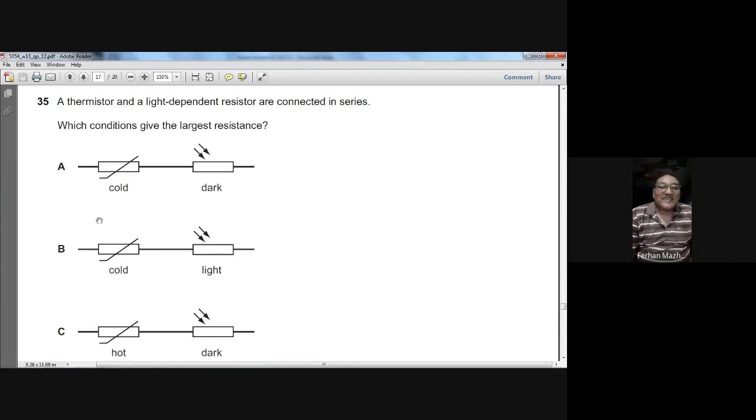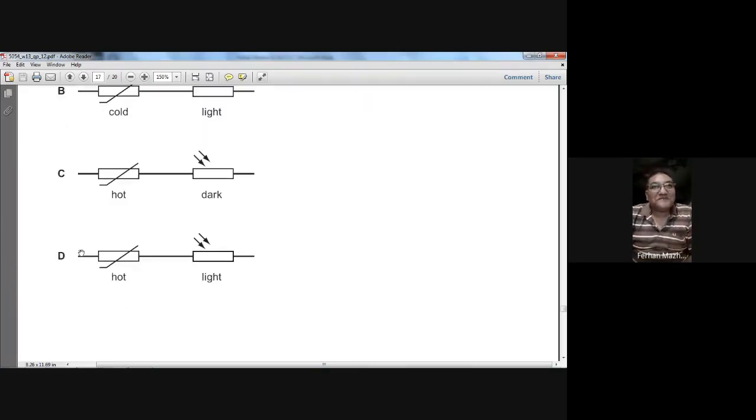In the cold, the thermistor will have high resistance, and in the dark, the LDR will have high resistance. Because they are connected in series, the whole thing will have high resistance. So for 35, A looks the option, cold and dark. I hope this is clear.